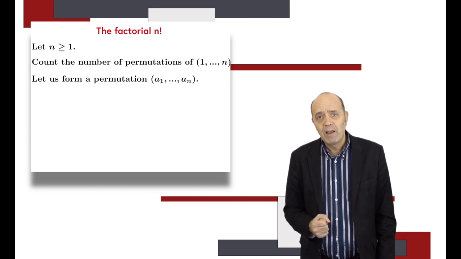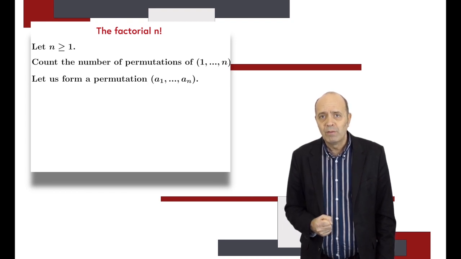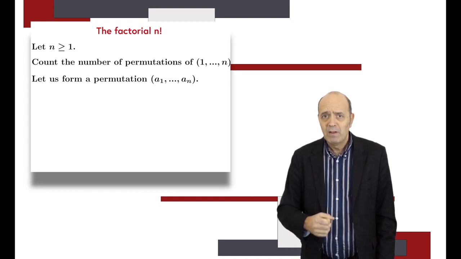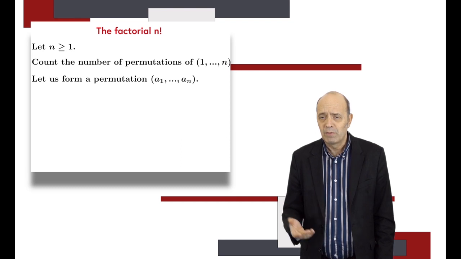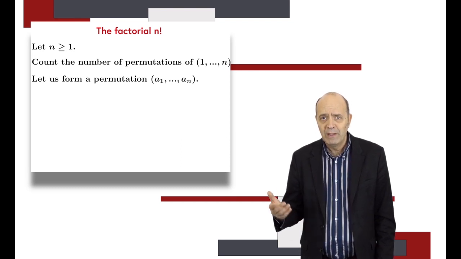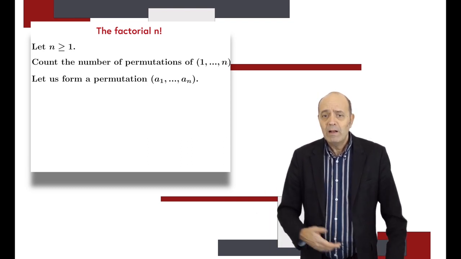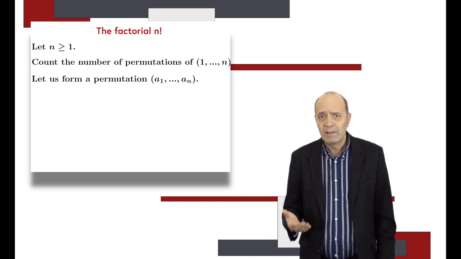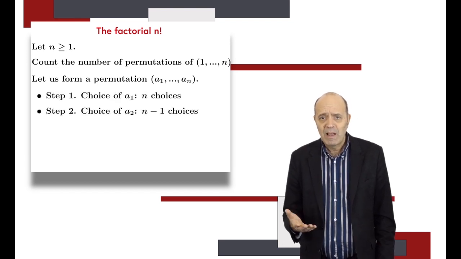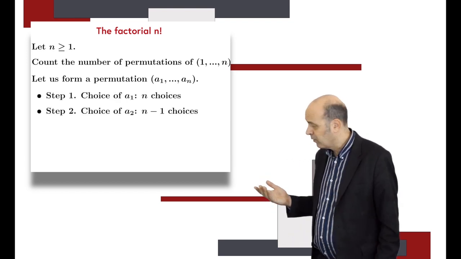As a further application of the multiplication principle, let us count the number of permutations of a sequence containing distinct terms, like 1, 2, 3, ..., n. Well, let us form a permutation a1, ..., an of the sequence 1, ..., n. Well, we can do it in n steps. In the first step, we choose a1, we have n choices.